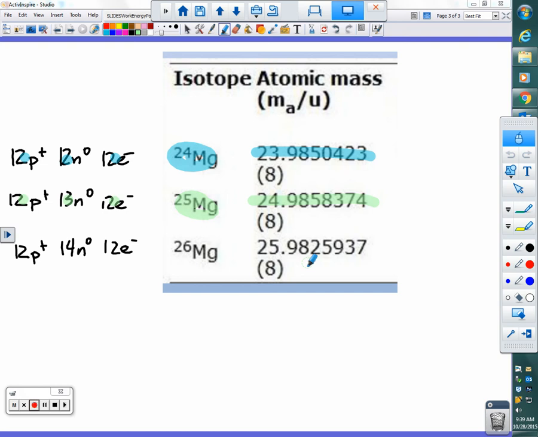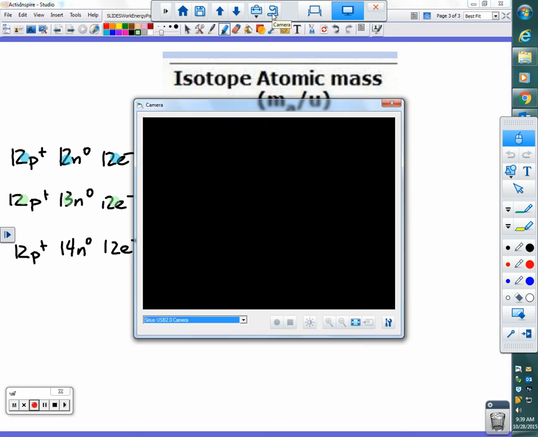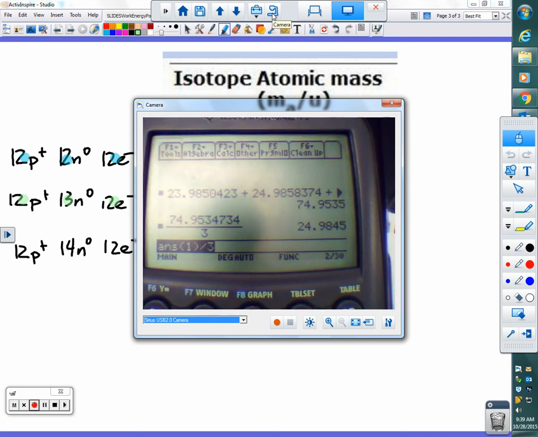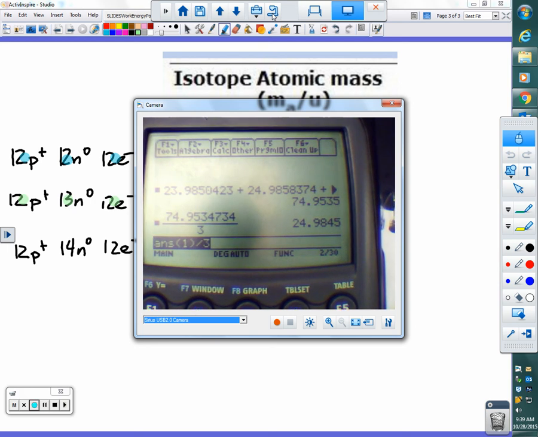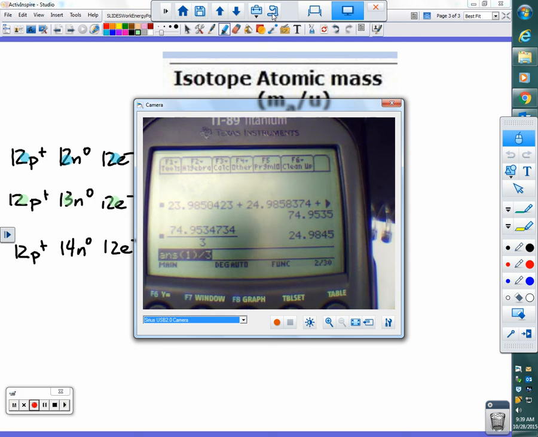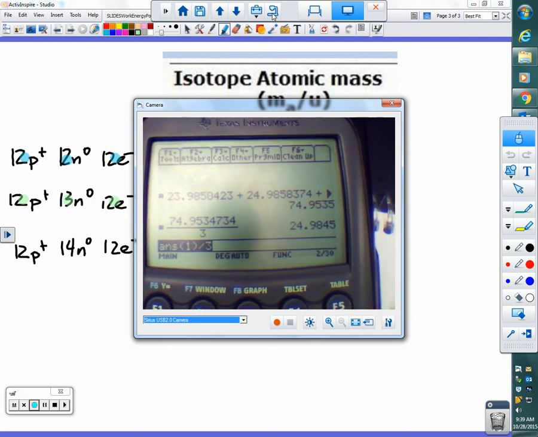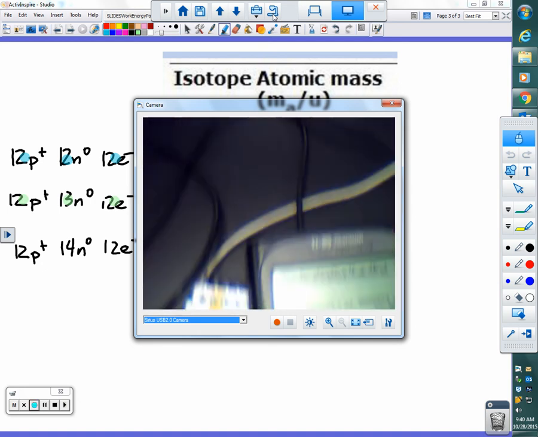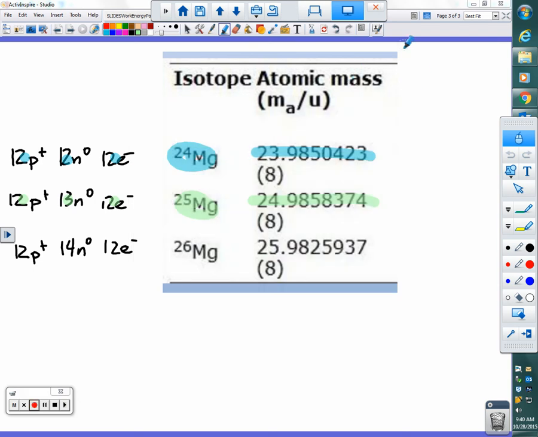All right. Do you mind if I have your calculator? Can I put that on the screen? So Peyton went through and she calculated the average of these 3 atomic masses, and she got 24.98. Yes? Okay. 24.98 is not what? 24.31, which is what is listed on the periodic table. So where is this number coming from? And the answer is it's an average.